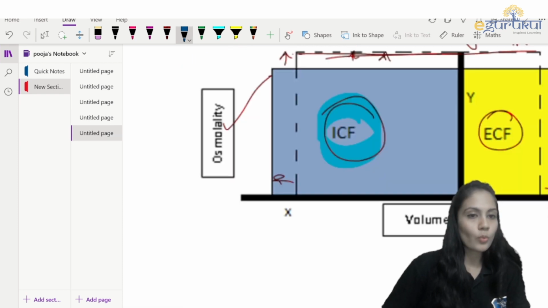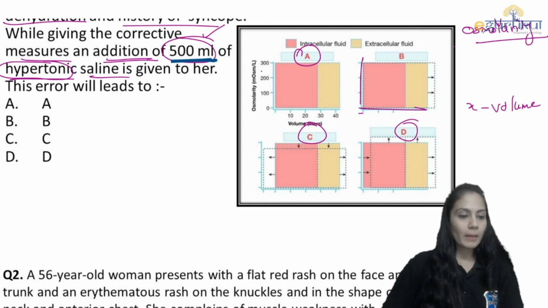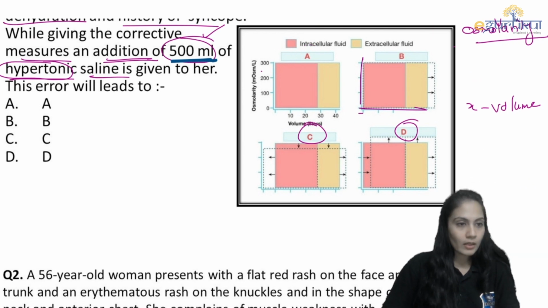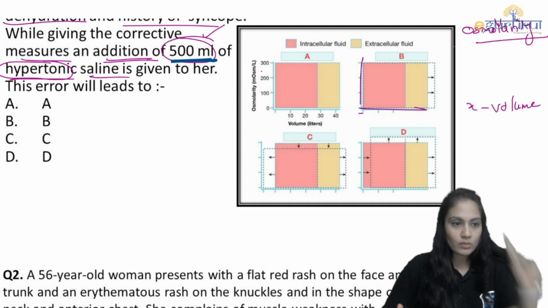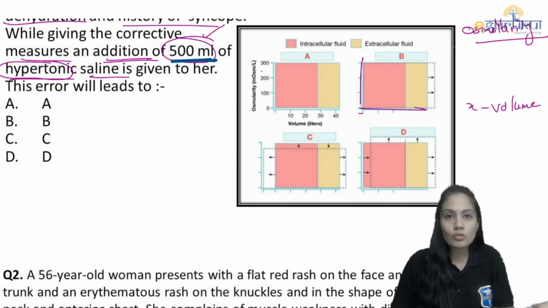Let's spot out where those changes are present. So hypertonic: we just talked about it. If there is a gain in the hypertonic, the first thing we know is that osmolarity is going to increase. First thing, obviously you are adding the salt. So what is going to happen? You are adding the osmoles. Obviously the osmolality is going to increase.